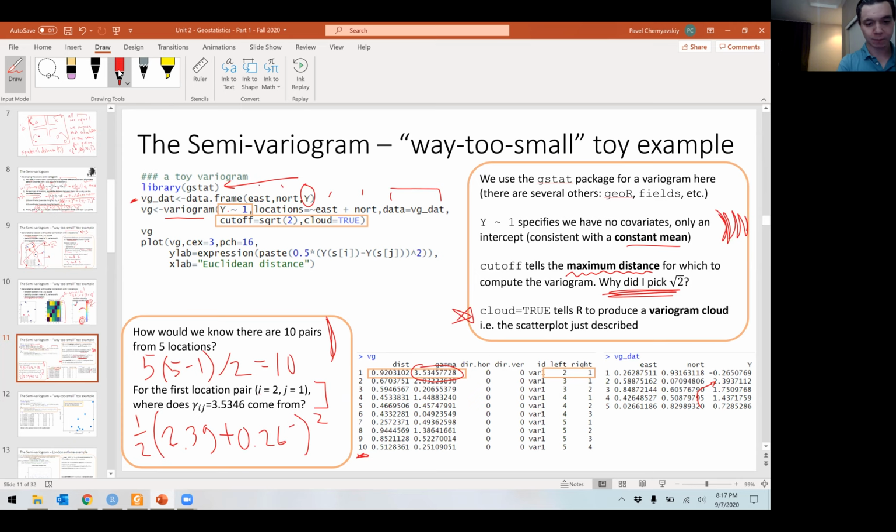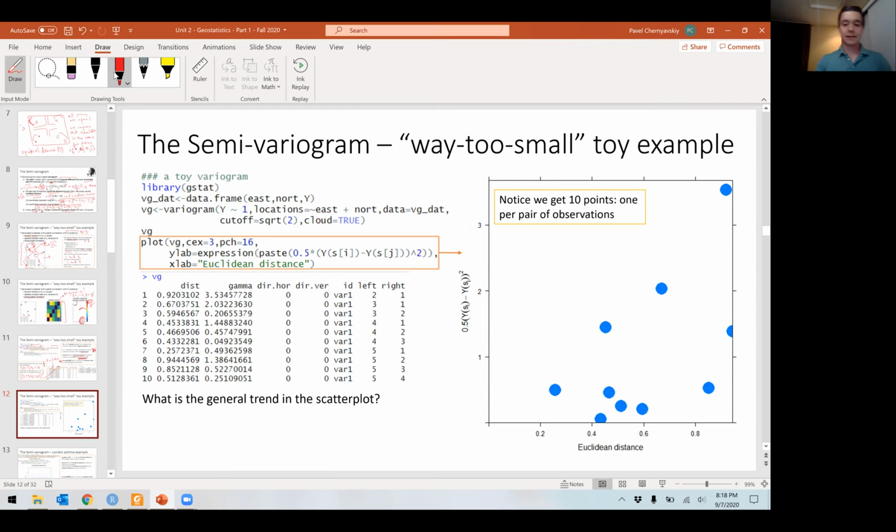This is approximately equal to 3.535. R then goes through and does this for all 10 pairs. And this is how we get this gamma value. Then we compute the pairwise Euclidean distance between all 10 pairs. And now we're ready to make a plot.